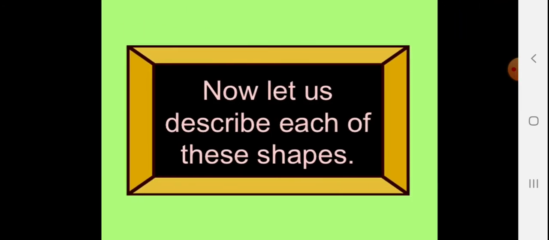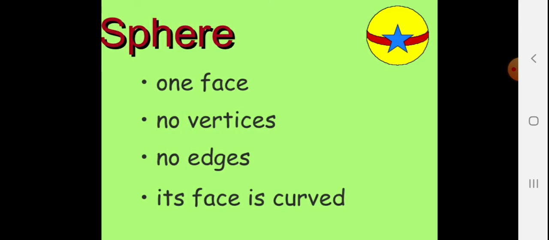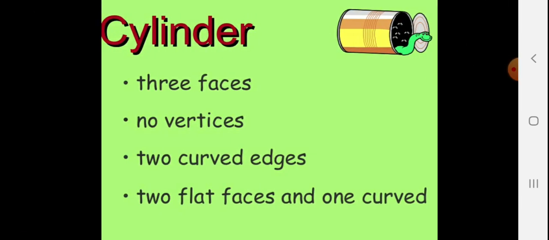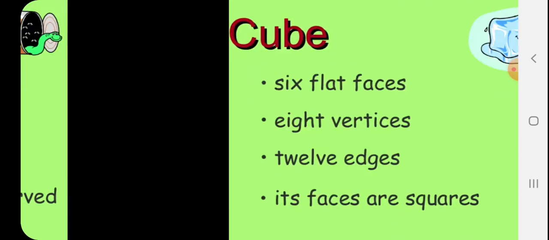Now let us describe each of these shapes. Sphere: one face, no vertex, no edge. Its face is curved. Only one face is there and it is in a curved form. So there are no vertices and edges. Cylinder: there are 3 faces, no vertices, 2 curved edges, 2 flat faces and 1 curved.